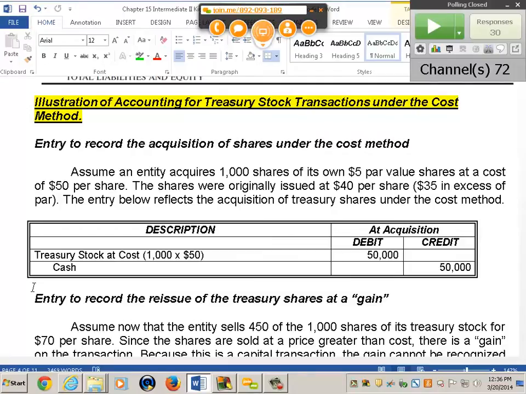So, on the date of acquisition, pretty simple. On the date of acquisition, you make the journal entry that is going to debit treasury stock at cost. That's 1,000 shares times 50, and you credit cash. That goes on the balance sheet, as you saw in the Coca-Cola case, as a reduction from total stockholders' equity. Let's take the T account here. Treasury stock is debited for $50,000.